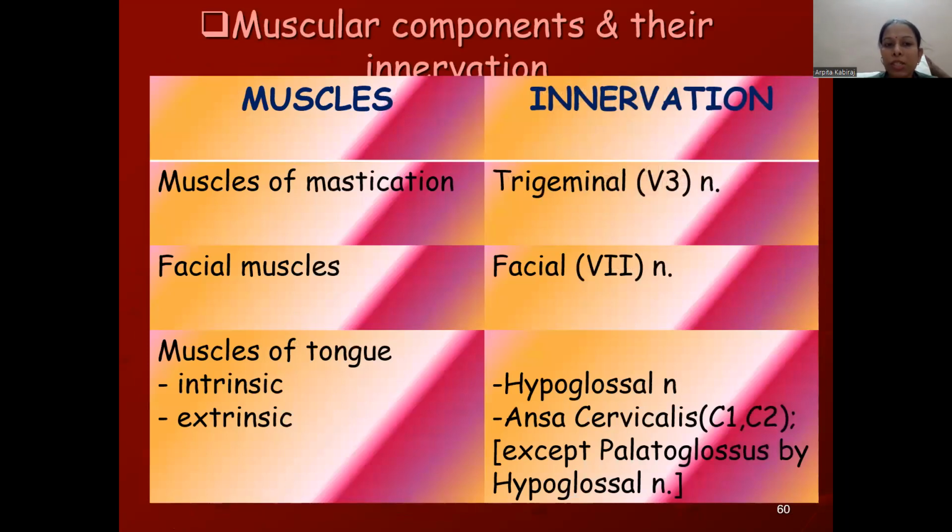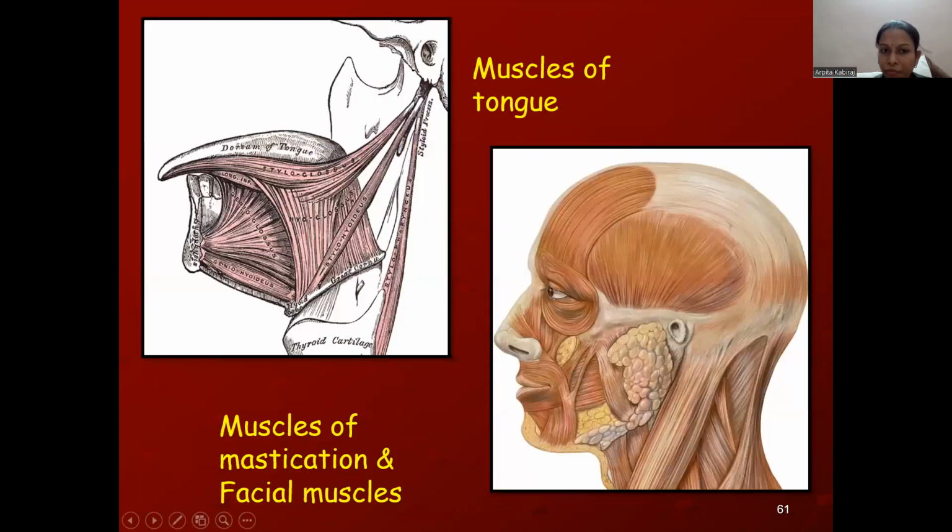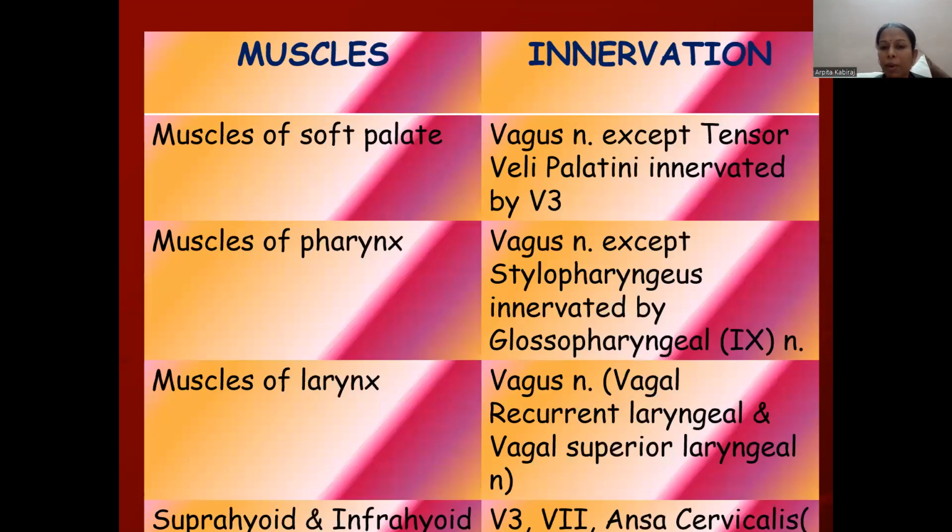Now, the muscles and innervation that help in deglutition are: muscles of mastication by the trigeminal nerve, facial muscles innervated by the facial nerve, muscles of the tongue innervated by the hypoglossal nerve and ansa cervicalis, muscles of the soft palate by the vagus, muscles of the pharynx by the vagus, stylopharyngeus and glossopharyngeal nerve, muscles of the larynx by the vagus, recurrent and superior laryngeal nerves, and suprahyoid and infrahyoid muscles by the trigeminal and facial nerves and ansa cervicalis.